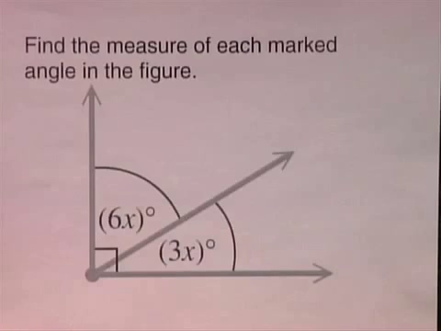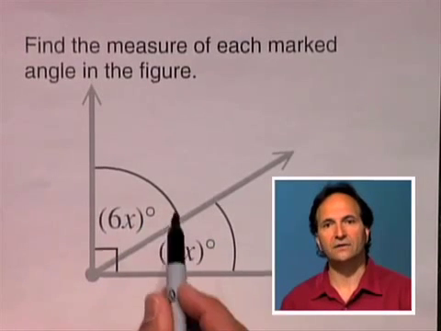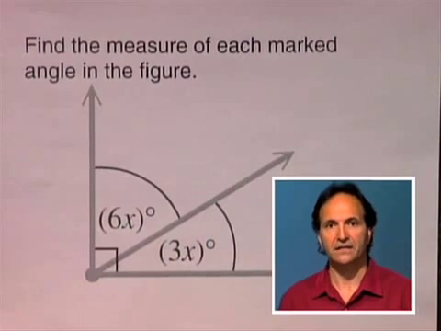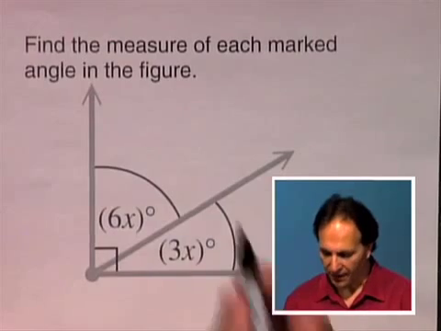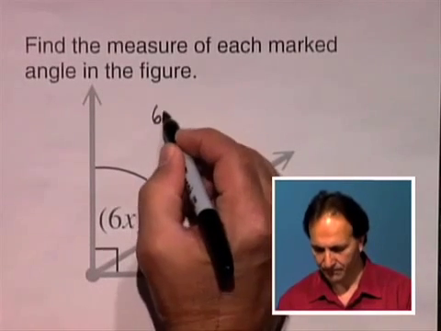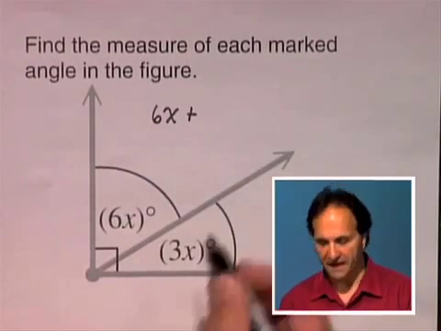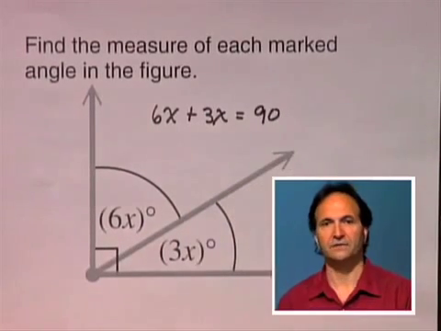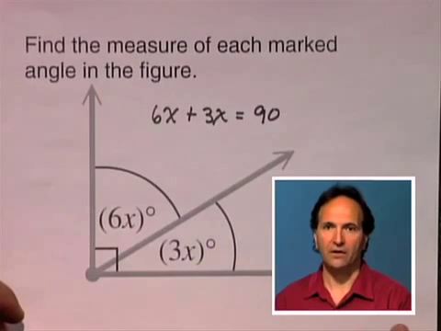In this example, we'll be working with complementary angles and supplementary angles. Find the measure of each marked angle in the figure. And you can see that we have a 90-degree angle here, which means that the two angles that we're dealing with are complementary, which means that their sum is 90 degrees. So we can write the equation 6x plus the 3x is equal to 90 degrees. And so then we would solve that equation for x.